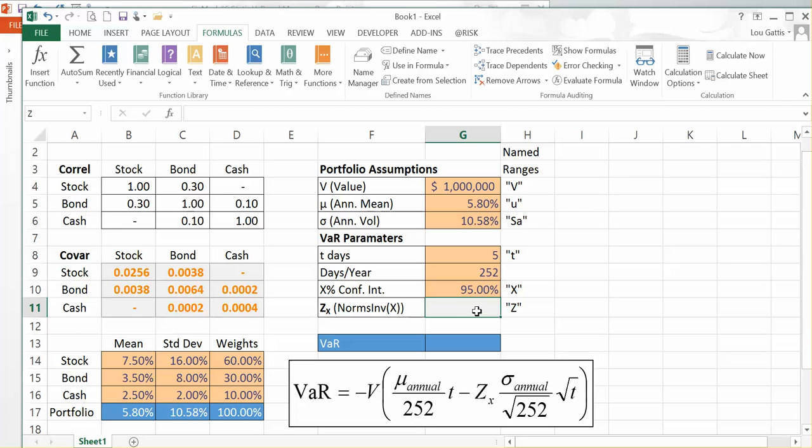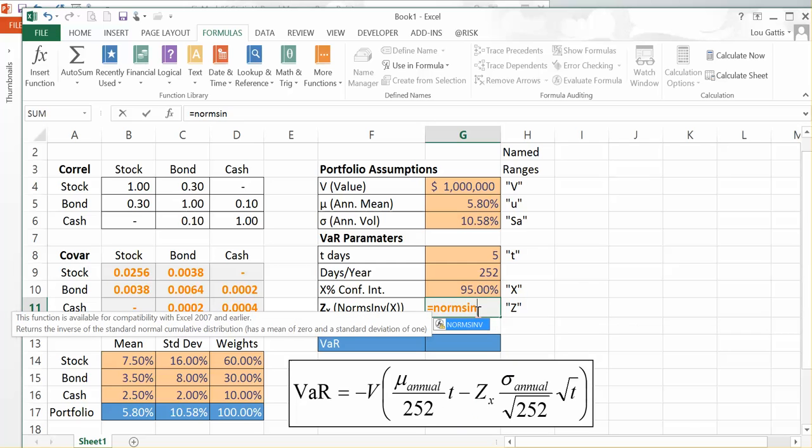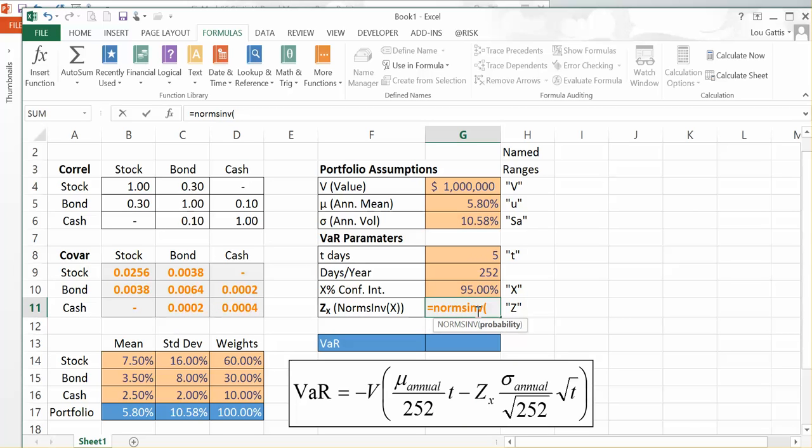In Excel, that's using the NORM.S.INV function. So the NORM.S.INV of 95% is 1.645. So at 95% confidence, you will not have an adverse 1.645 change in a normally distributed variable.